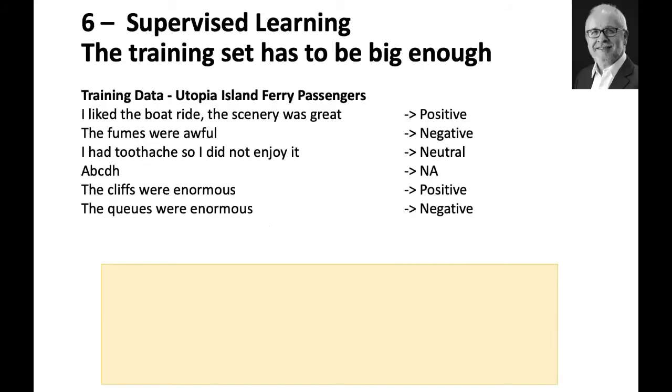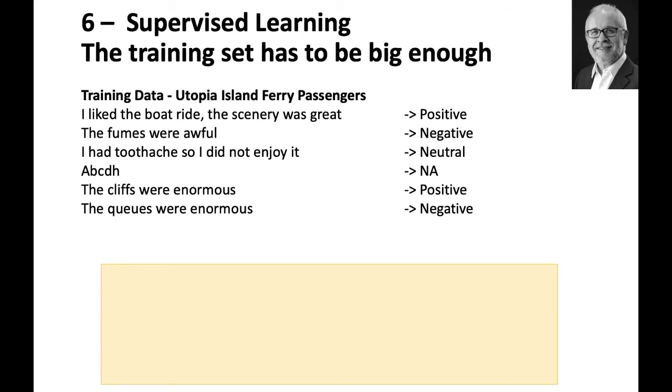The training set has to be big enough. So if you look at these sort of questions here, we've got some open ends from people traveling on the Utopia ferry, and we have coded them with a human on the right-hand side. I liked the boat ride, the scenery was great, positive. A, B, C, D, H, neither positive nor negative nor neutral, it's not applicable. The cliffs were enormous, positive. The queues were enormous, negative.